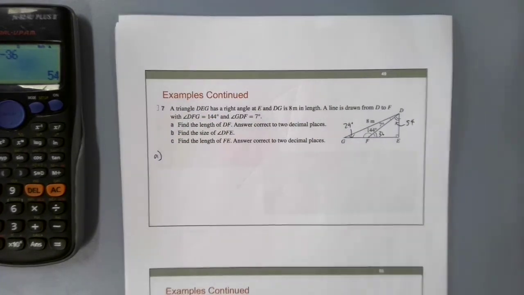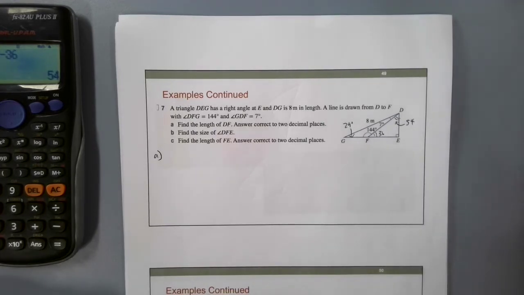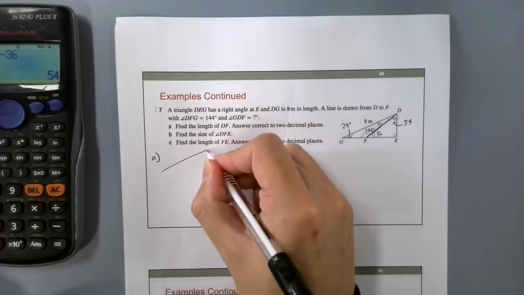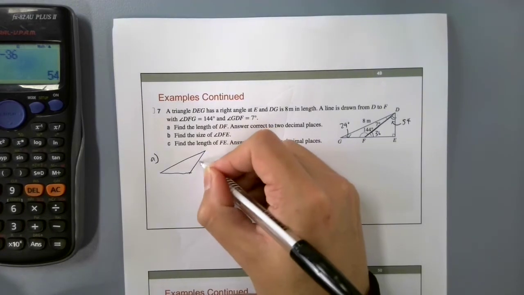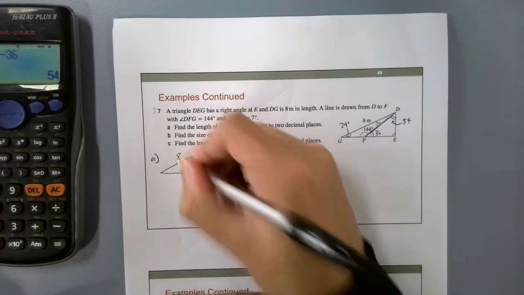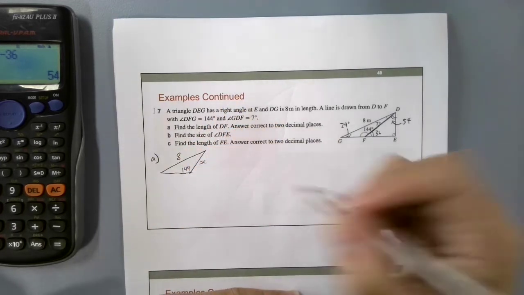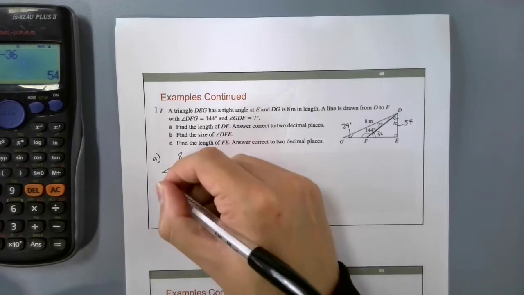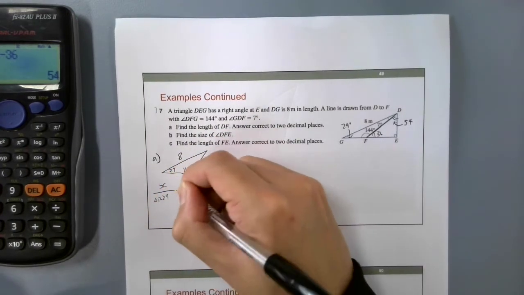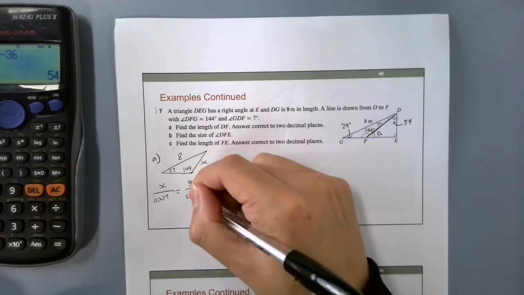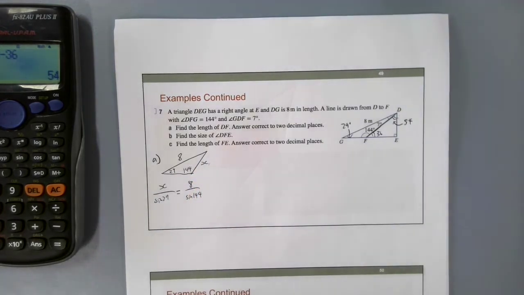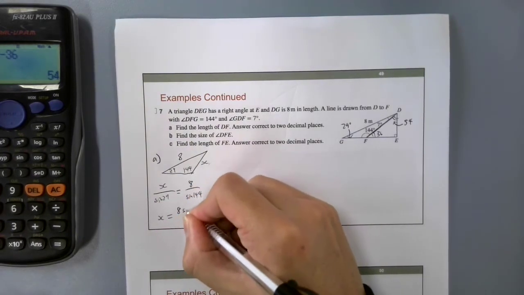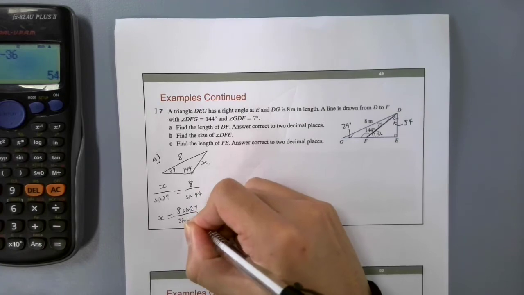So question A asks us to find the length of DF, and that's this distance here. What I'm going to do is draw a separate diagram. I'm going to label DF as X. What I know is this is 8, this is 144, and you're like, hang on, two sides, two angles, I can use the sine rule. So X over sine 29 equals 8 over sine 144. What we're going to do next is solve this by timesing sine 29 on both sides. 8 sine 29 over sine 144.